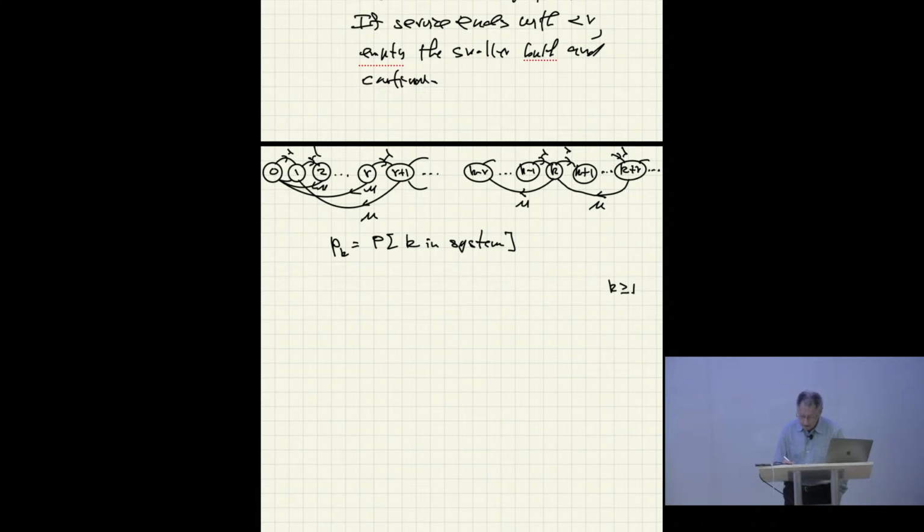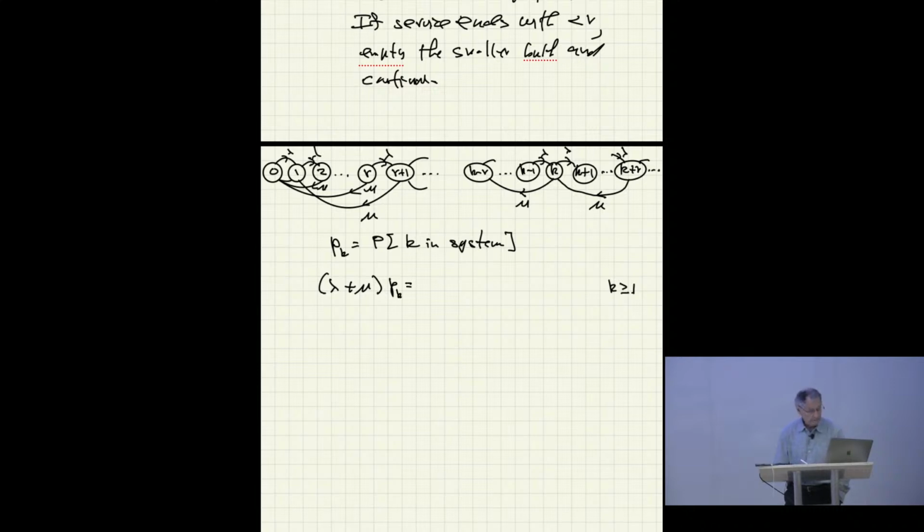Clearly, the way out is just lambda plus mu, an arrival or a departure. I have an arrival, I go up by 1. So this is the way out, okay? And all of that times what I had, pk.